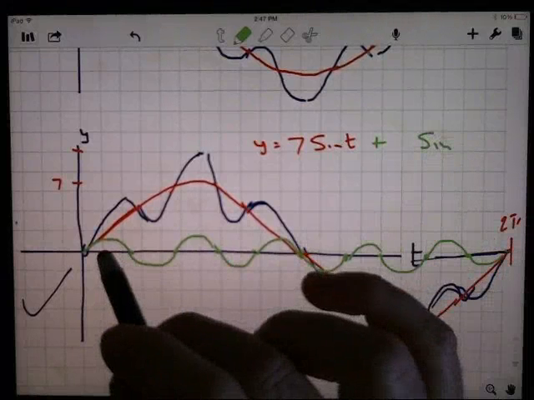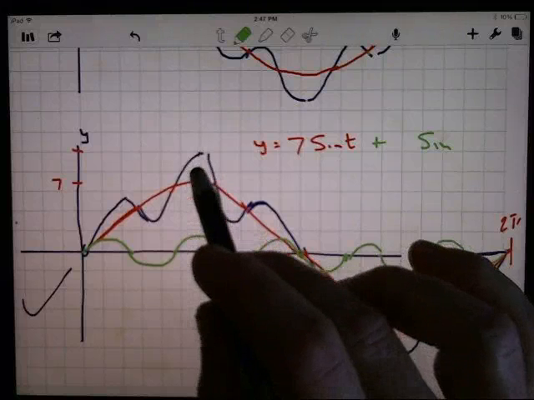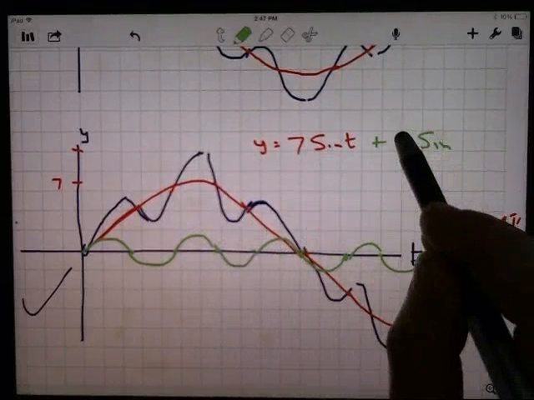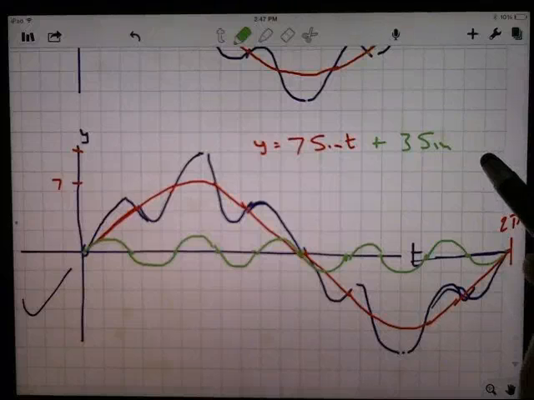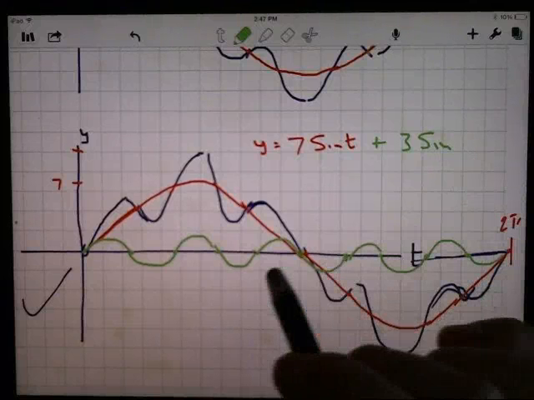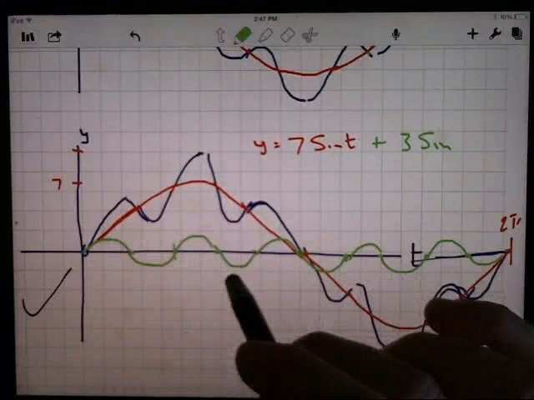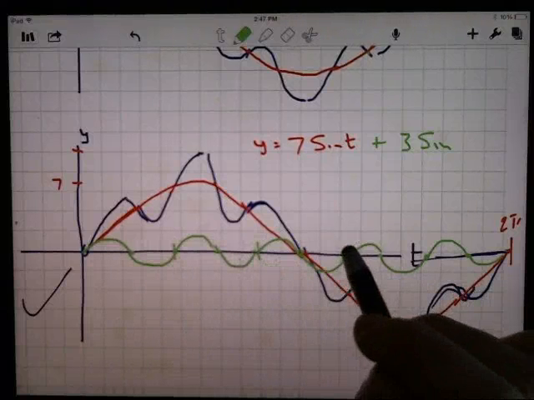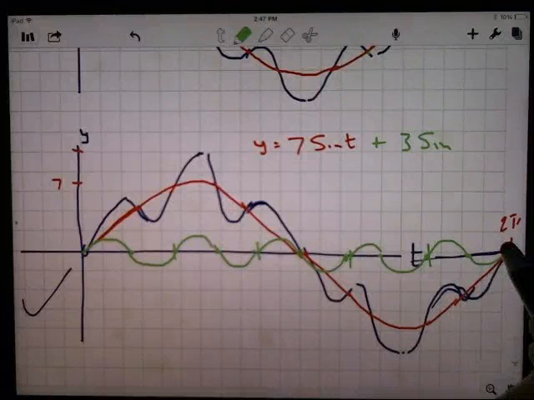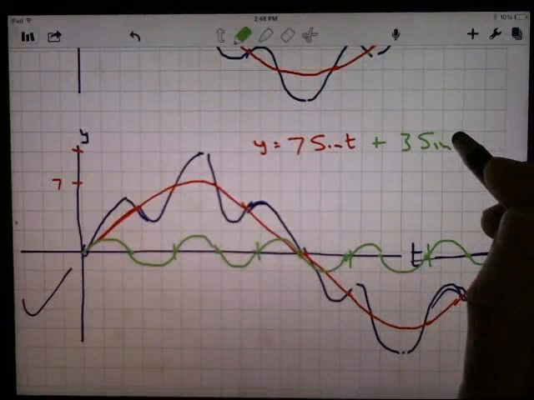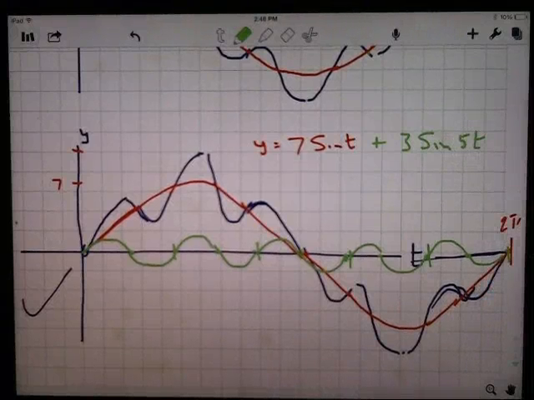What's the amplitude? Well, at some point here, they got to both add up to 10. So maybe if that was 7, maybe this is 3. And how many cycles? I see 1 cycle, 2 cycles, 3 cycles, 4 cycles, 5 cycles. So that must be a sine of 5t.